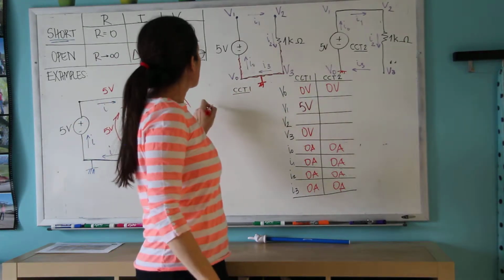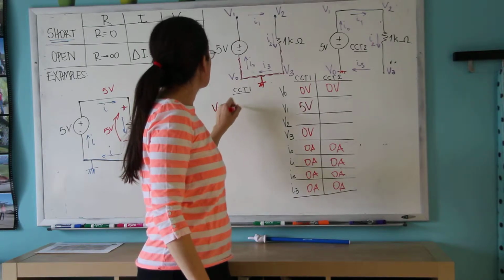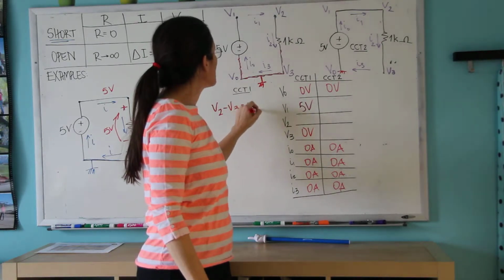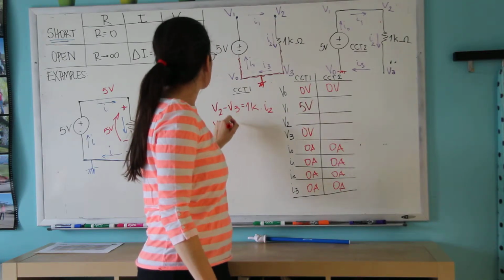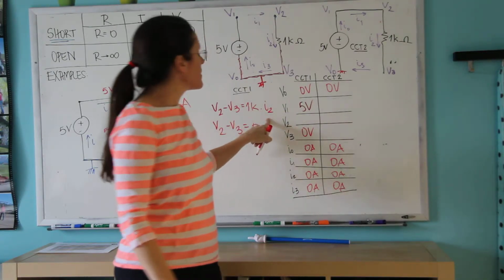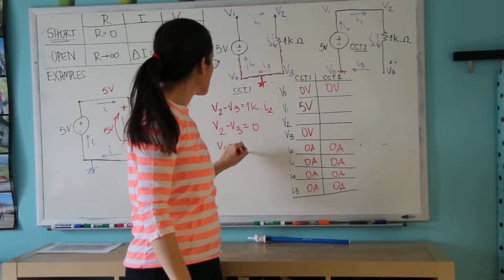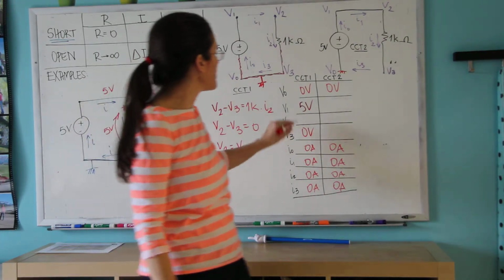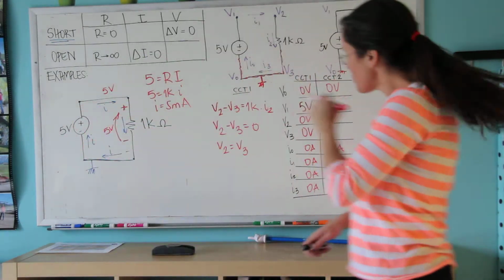Now I2 we had determined is 0 amps. And now look, Ohm's law there would have been V2 minus V3 equals the 1 kilo ohm times I2. V2 minus V3 equals 0, because I2 is 0. And therefore, V2 equals V3. So I'm going to come here and copy it, 0 volts. I really hope this is super clear.